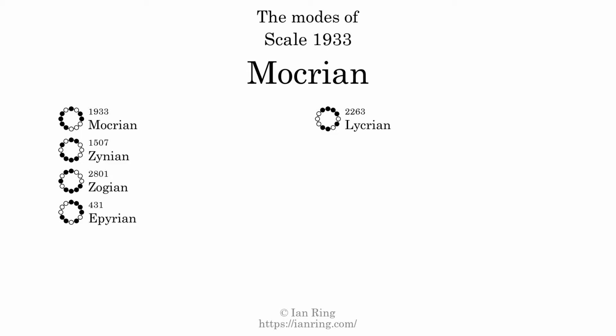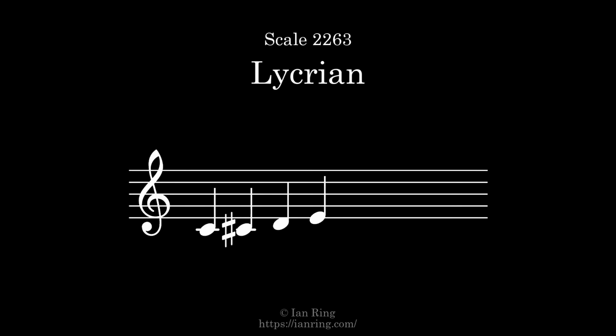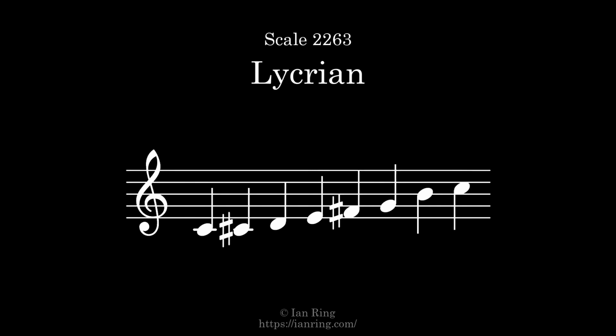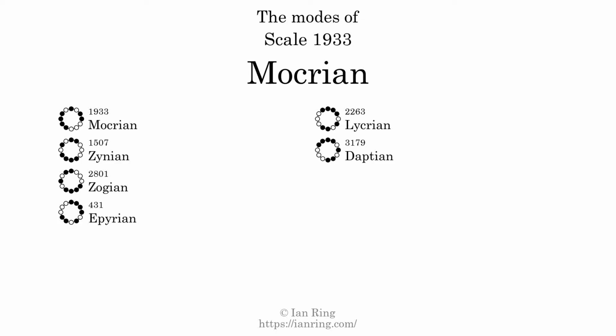The fifth mode is scale 2263, also known as Locrian. It sounds like this. The sixth mode is scale 3179, also known as Daption. It sounds like this.